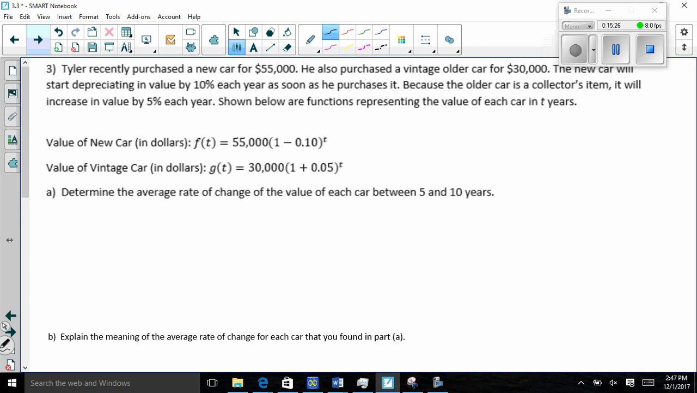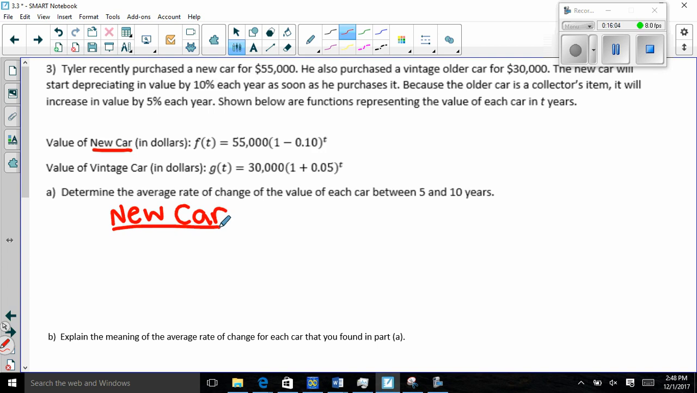So this has to do with real life scenarios, right? I'm in a car, my new car. When I get a new car, my car depreciates in value. When I buy it, it's worth, in this case, $55,000. Each year it depreciates, which means if I were to trade it in, it would be worth less. I wouldn't get as much money as I paid for it. In this case, this person's car depreciates about 10% each year.